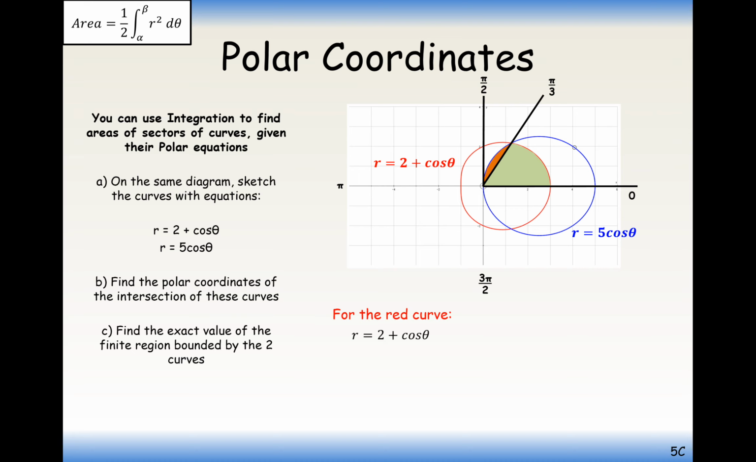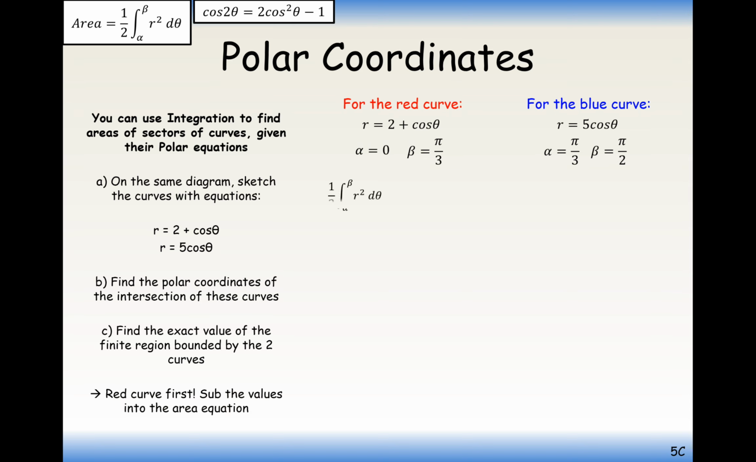The curve is going to be the red curve here for the green section, and the boundaries are going to be between 0 to pi by 3. So alpha is 0, beta is pi by 3, and for the blue curve the boundary will be pi by 3 to pi by 2, and then the curve line will be the third line for this graph, so the blue one, which is 5 cos theta.